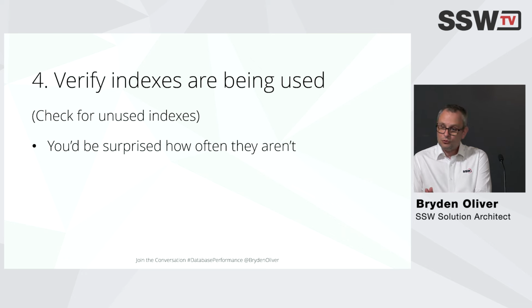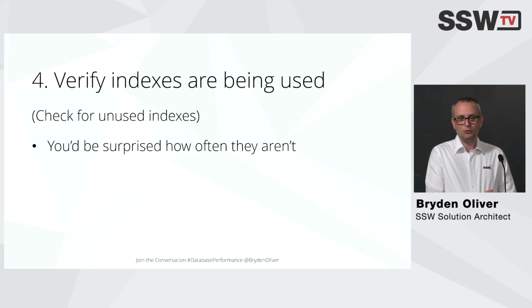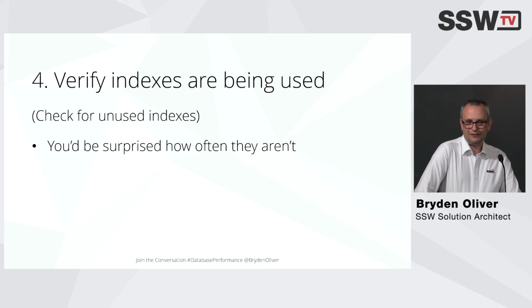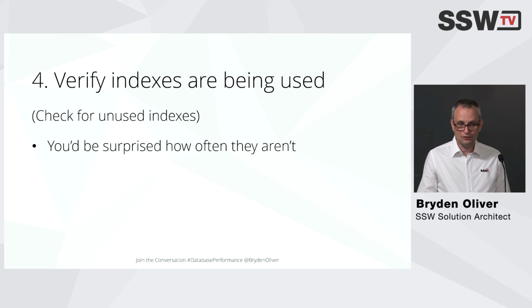Okay, so we've created some indexes. What's the next most valuable thing you can do? Check whether they're being used, because the number of times you come into a client and they say, well, we've indexed everything, it should be great, and it's not performing. And the first thing you do is go and look at which indexes are being used and which ones aren't. And pretty much none of the indexes are being used because they were done backwards or on the wrong columns, so they didn't match what the customer was trying to do.